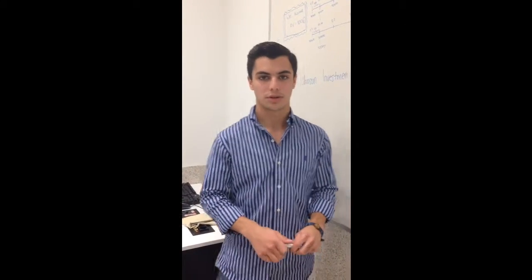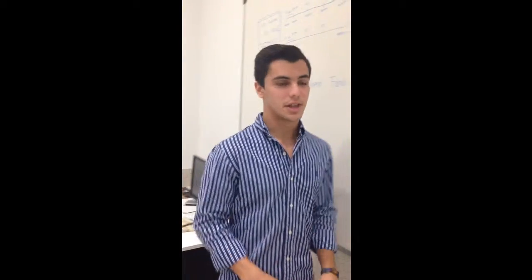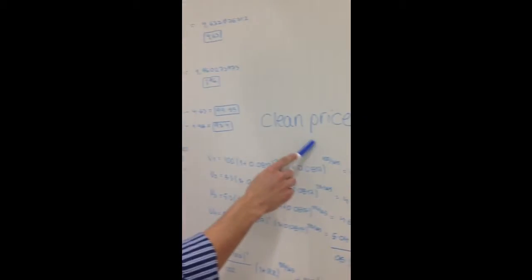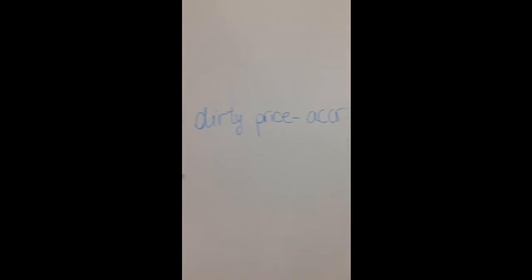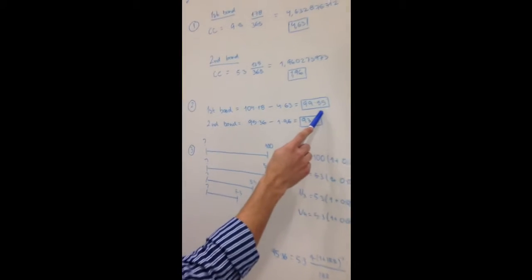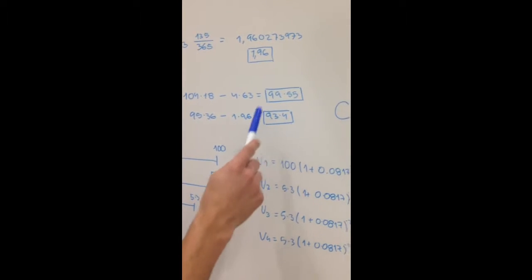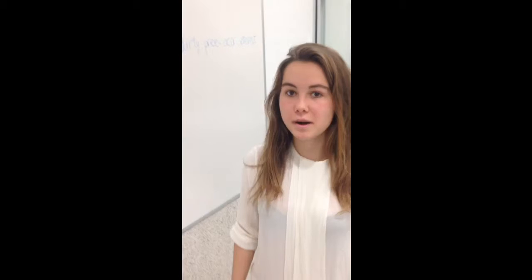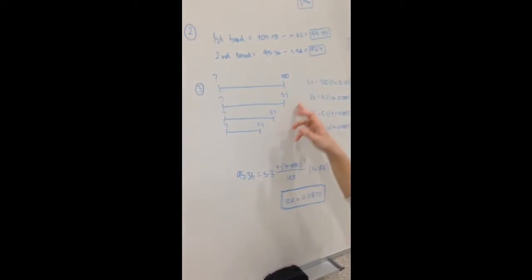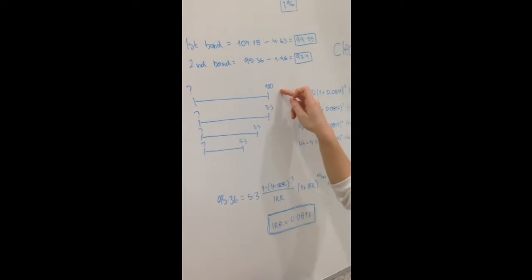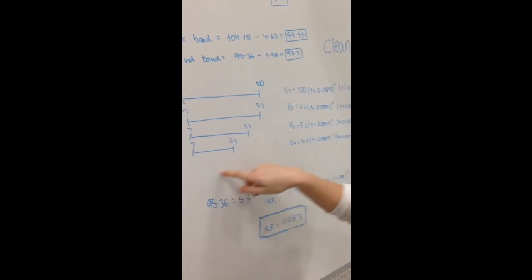Question 2: they ask us to calculate the clearing price of the bonds. The formula given is the dirty price minus the accrued interest amount. So for the first bond, after solving the equation, we have 99.55 euros, and for the second bond, we have 93.4 euros.